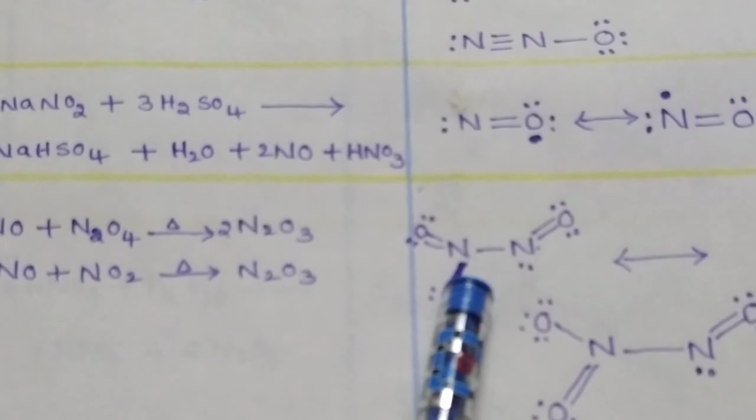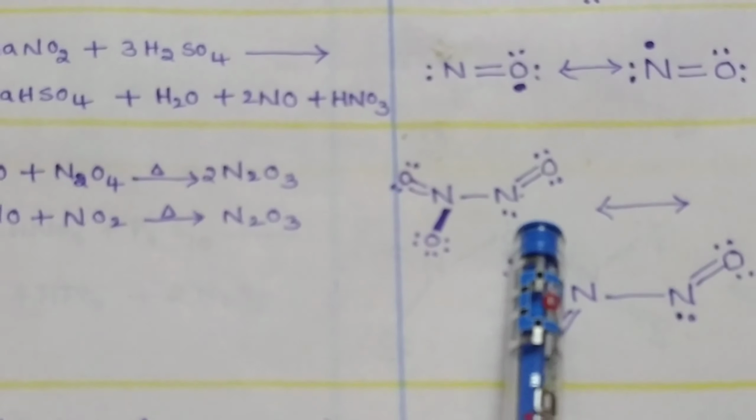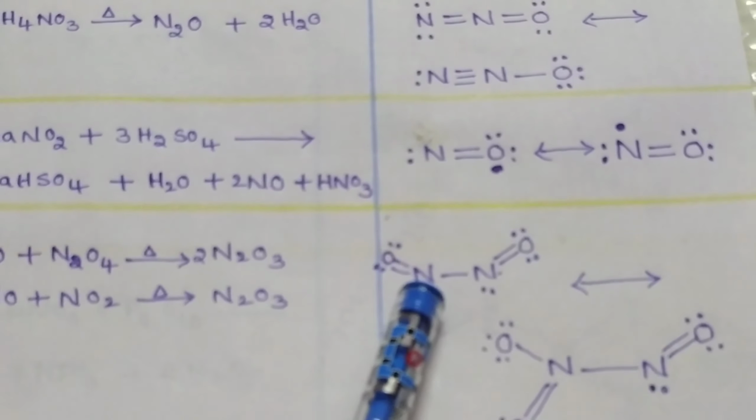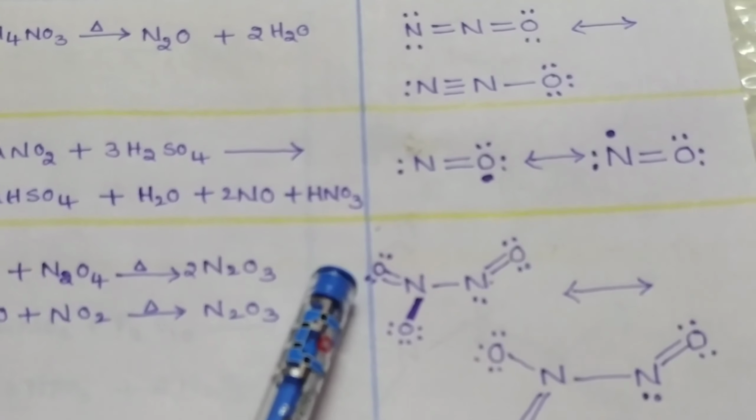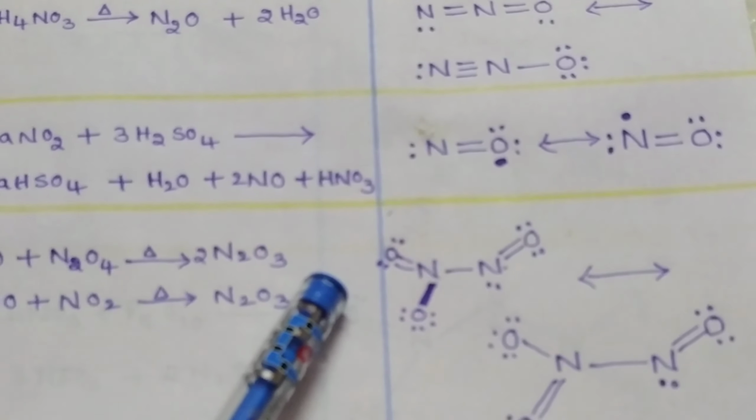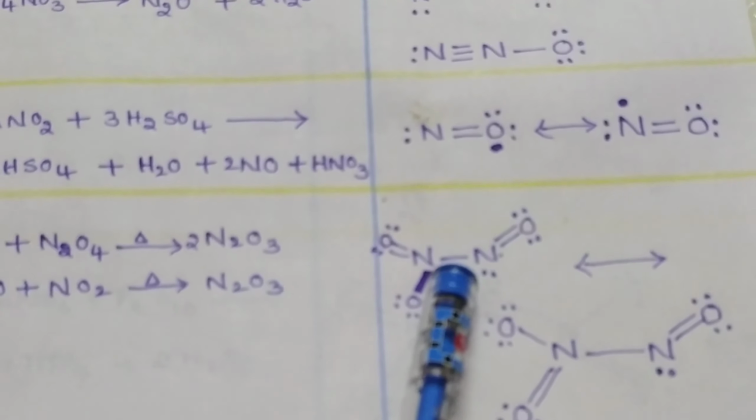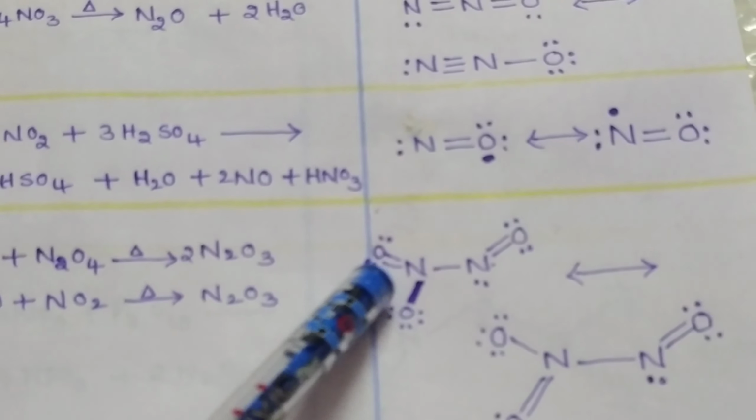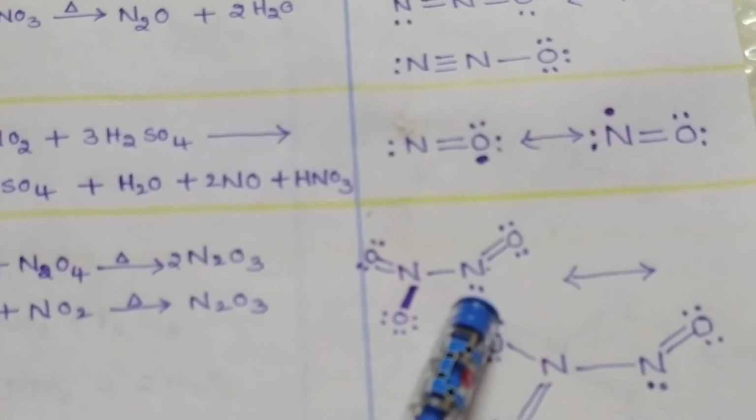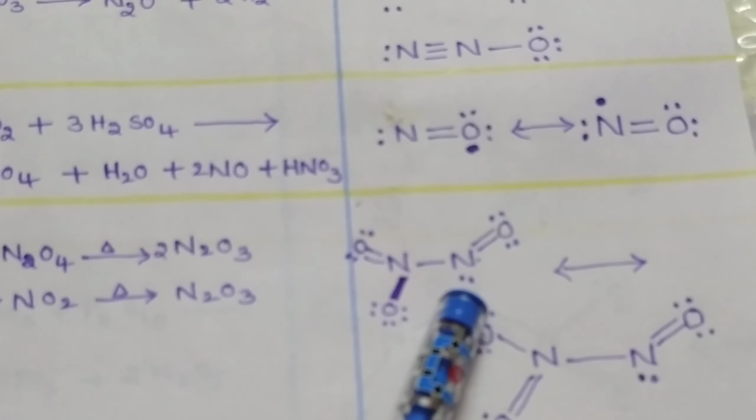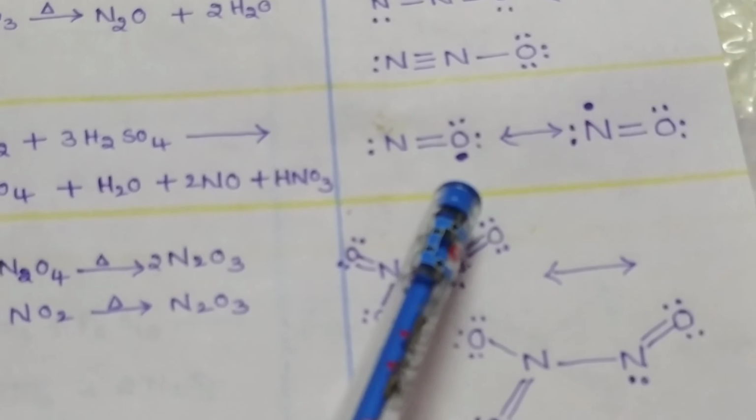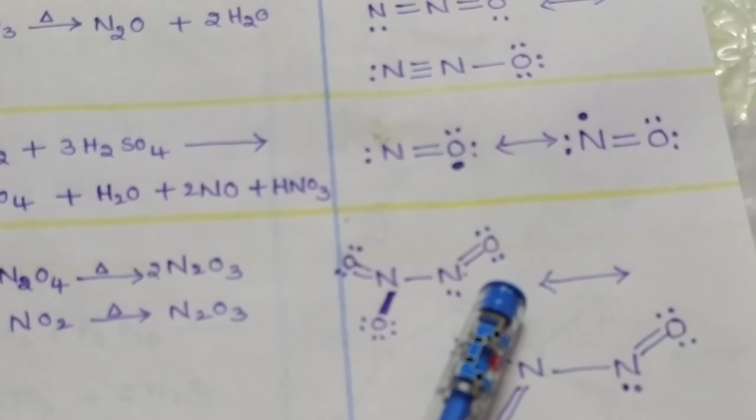Structures. Nitrogen and nitrogen contain 1 bond pair of electrons. Here between the nitrogen and oxygen there is a double bond, and oxygen contains 2 lone pairs of electrons. Here nitrogen and oxygen have 1 single bond and oxygen contains 3 lone pairs of electrons. This nitrogen contains 1 lone pair of electrons, between the oxygen and nitrogen there is a double bond, and oxygen contains 2 lone pairs of electrons.